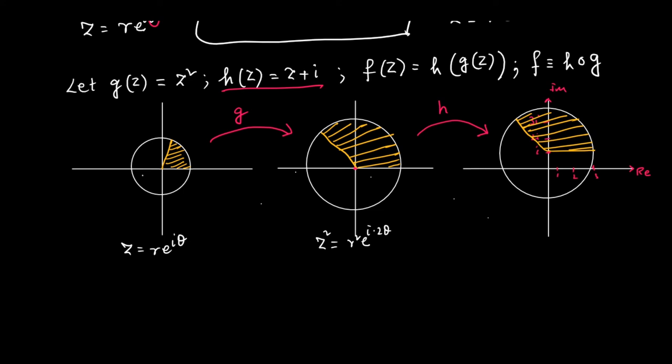Now, if we consider f, that means under f this kind of region will get mapped to this kind of region. So I can say under the effect of f, that is equivalent to h compose g, this region will be mapped to this particular region. So this is how you can visualize a bit more difficult functions of complex variables. You can think of them as a composition of some simple functions, and you can visualize them in this way.